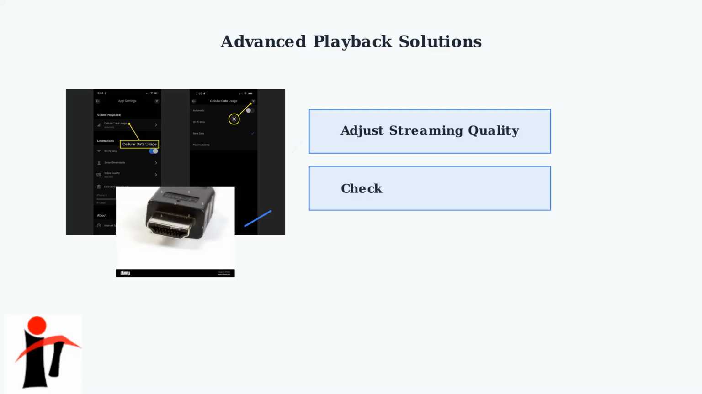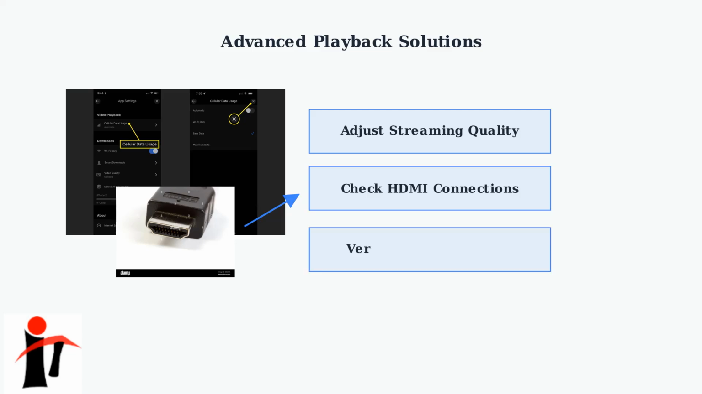Check your HDMI cable connections thoroughly. Loose or damaged HDMI cables can cause video dropouts, audio sync issues, and complete playback failures. Verify your TV's HDCP compliance for protected content. Older TVs may not support the latest HDCP standards required for high-definition Netflix streaming.